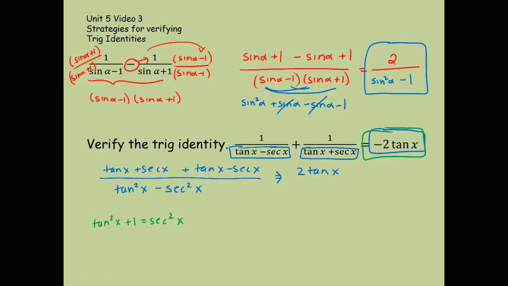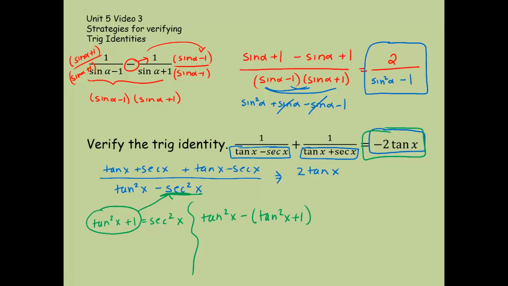No secants there, so I want to get rid of the secants. I'm going to replace this secant squared of x with tangent squared of x plus 1. I do have to be careful here because as I replace the secant squared with tangent squared of x plus 1, I am subtracting the entire quantity.